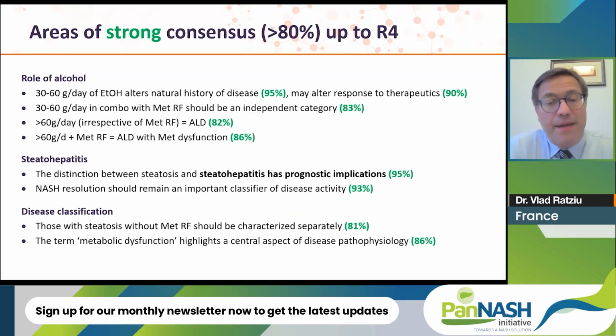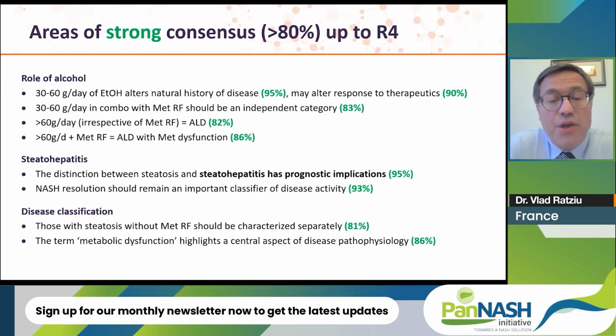Another aspect that received a very large consensus is that if someone goes beyond a certain limit, which was fixed at 60 grams per day of alcohol consumption, that becomes almost an entirely new, different disease, which is alcohol-related liver disease, whether or not metabolic risk factors are associated, and that deserves a special category.